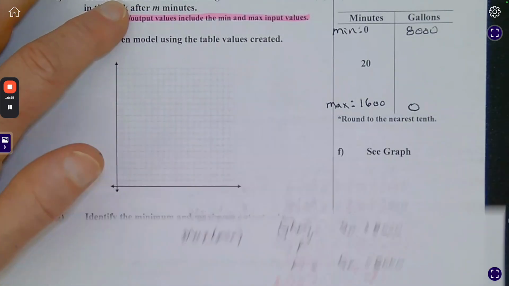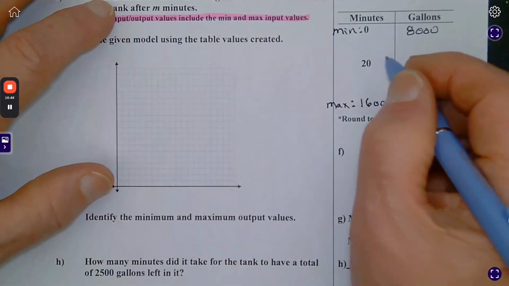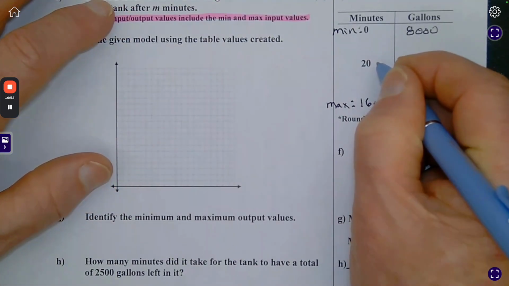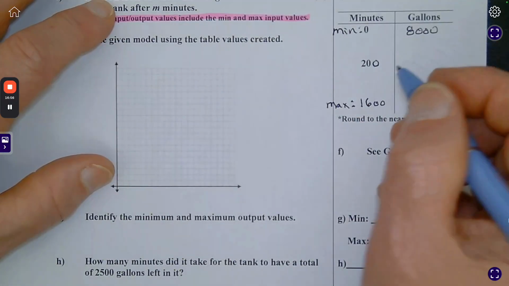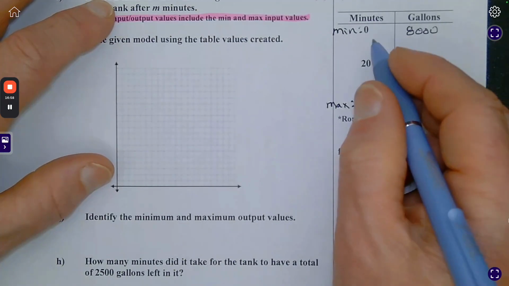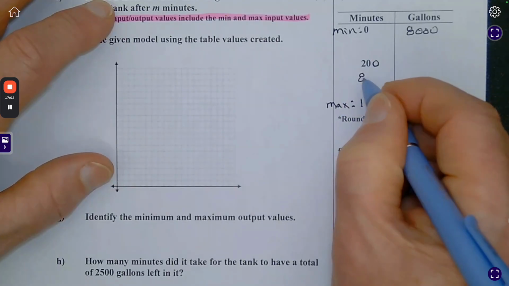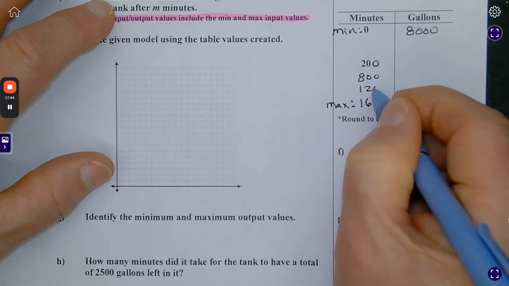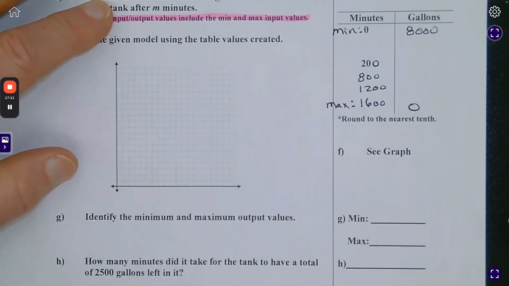Okay. Now I'm sorry they put that 20 in there. I think I'm going to change that to a 200. All right. And I'm going to make that first, second, I'm going to do 800. And I'm going to do 1,200. Okay, so I'm going to do those. 1, 2, 3, 4, 5 values.